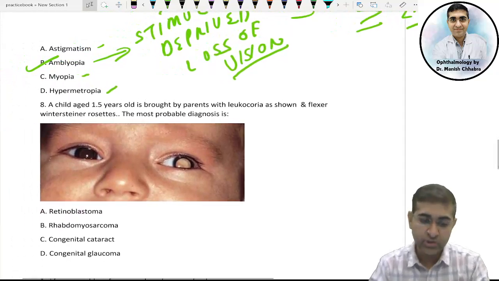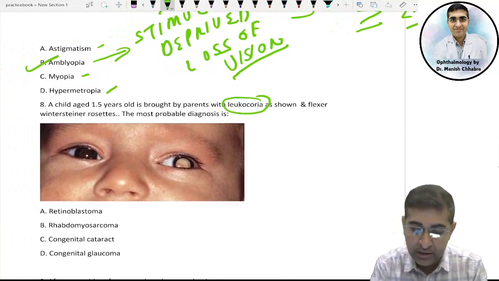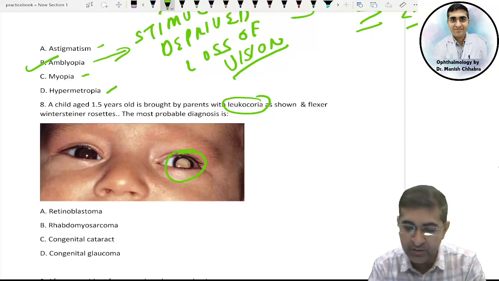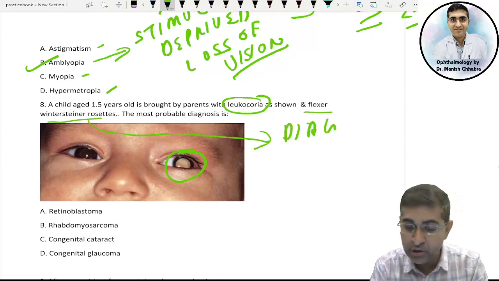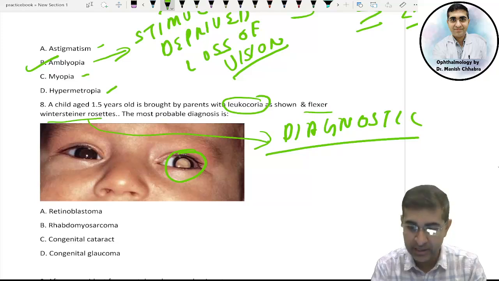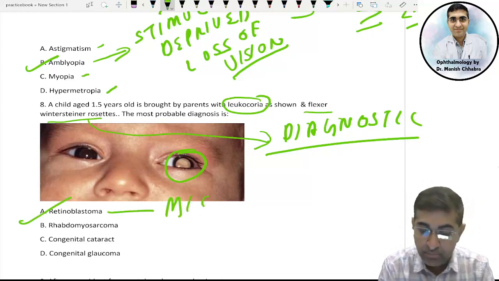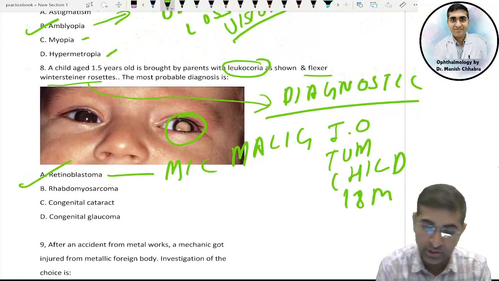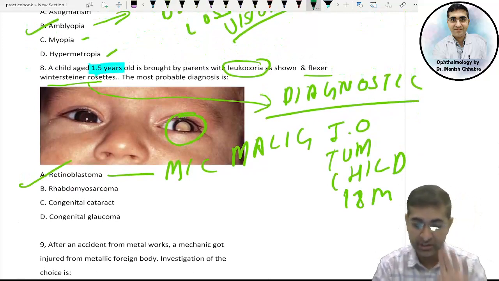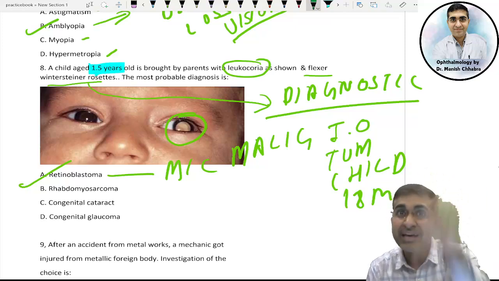Okay, now coming to the next question. A child aged 1.5 years is brought by parents with leukocoria, which is a white pupillary reflex, and Flexner-Wintersteiner rosettes are shown. Most probable diagnosis? This is the histopathological diagnostic appearance of retinoblastoma. Retinoblastoma is the most common malignant intraocular tumor in children and the typical presentation is at 18 months. So they have given a typical presentation. Now can you tell me the most common malignant intraocular tumor in adults?